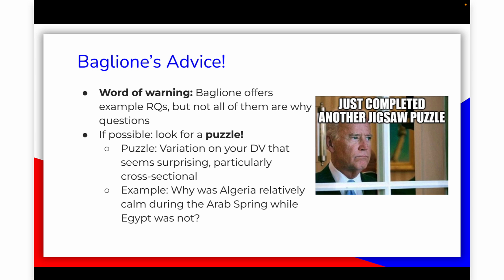Now, I do want to provide you a little bit of warning. Baglioni has example research questions, but not all of them are why questions. But for the assignment here, you should only be doing why or what effect questions. Okay. In any case, though, what you should be looking for is a puzzle. Okay, so that means that there is variation on your dependent variable that seems surprising, particularly cross-sectional questions. Okay, so why was Algeria relatively calm during the Arab Spring while Egypt was not?